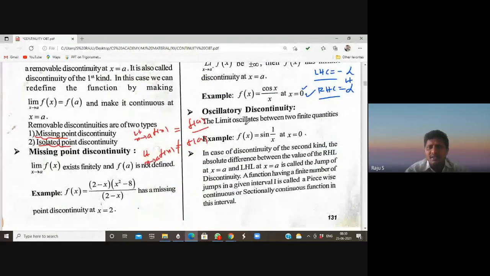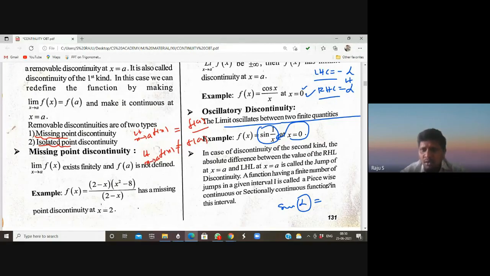So it is clearly discontinuous. Oscillatory means there is a particular procedure to check this discontinuity. We can't say, when x tends to 0, what we get: sin infinity. Yes or no? 1 by 0, substitute x value 0 here, sin of 1 by 0, sin infinity. What is the sin infinity value? Is it equal to 0, or 1 by 2, or root 3 by 2, or 1 by root 2, or 1? Can anyone tell that?